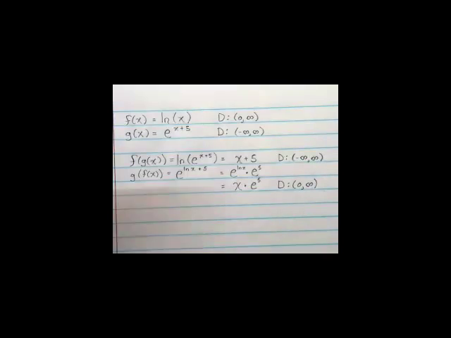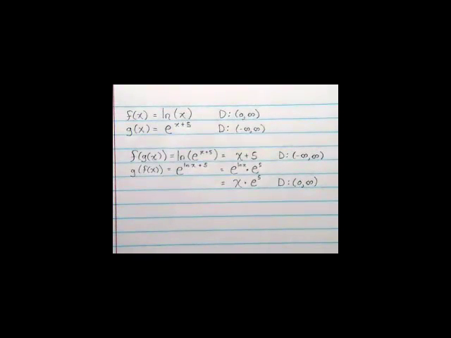Wouldn't you come to like -4 because you have that +5 there? The x plus 5 is not in parentheses. It's the natural log of the number you choose, and then that result plus 5. So 0 to infinity is going to be the domain for that.